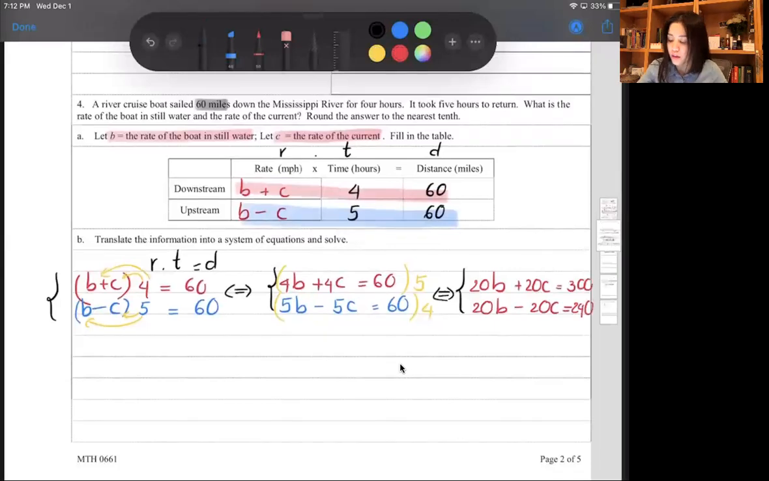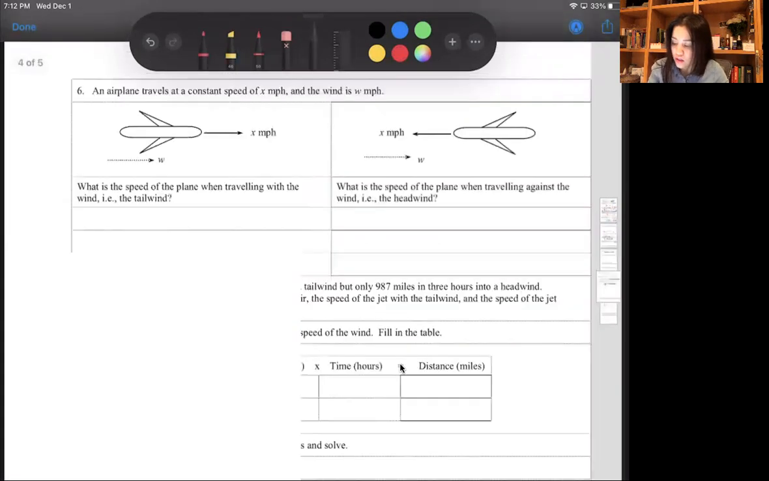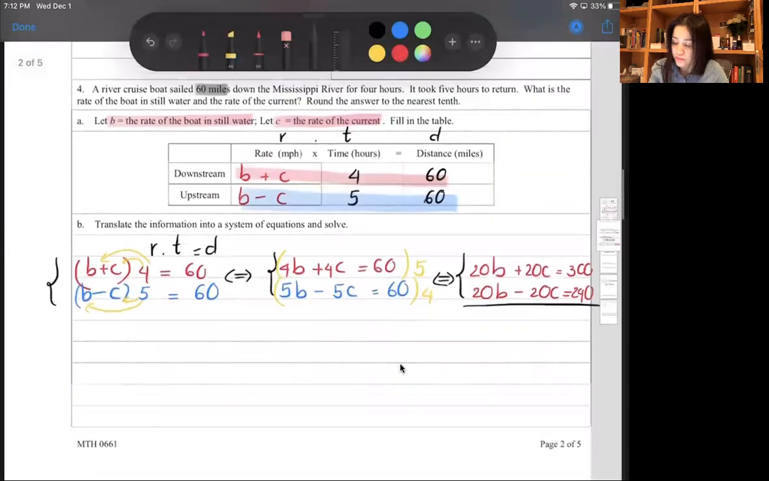Now we can add them together. Positive 20C and negative 20C is gone. Add down, 20B plus 20B is 40B. Maybe I'll go, oops, I need to keep with the same color. Now let me fix it. Let me fix this. Oops.